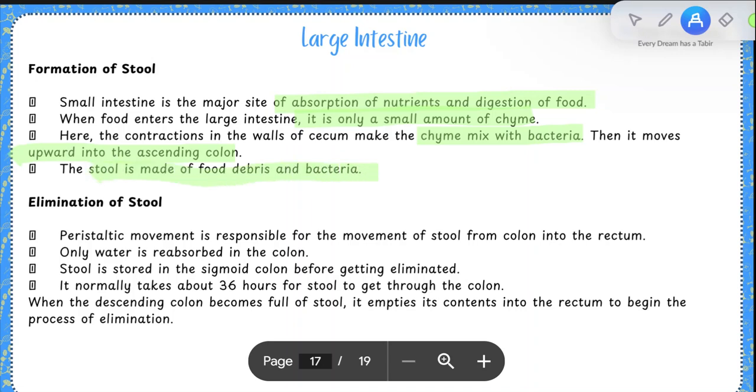So how is stool eliminated? Peristaltic movement is responsible for the movement of stool from the colon into the rectum, and only water is reabsorbed in the colon. So stool is stored in the sigmoid colon before getting eliminated. It normally takes about 36 hours for stool to get through the colon, and when the descending colon becomes full of stool, it empties its contents into the rectum to begin the process of elimination.